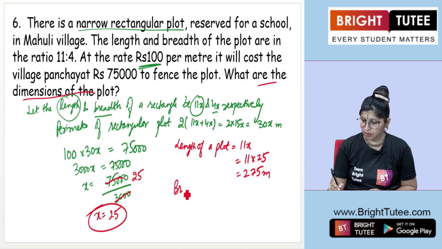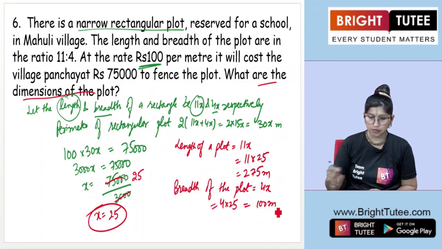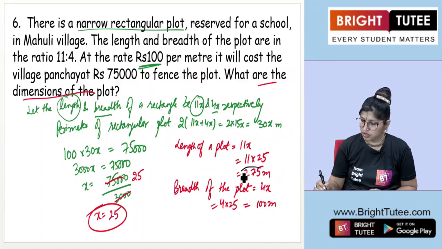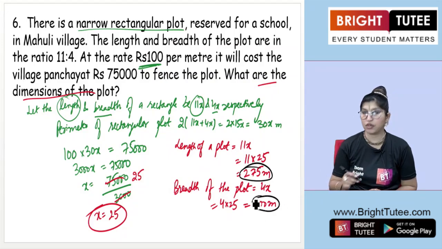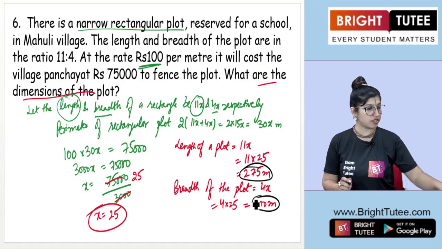And if we talk about the breadth or width of that plot, that will be 4x. It means 4 times 25, which is 100 meters. So this is the length and this is the width of the plot. We'll be moving on to the next question now.